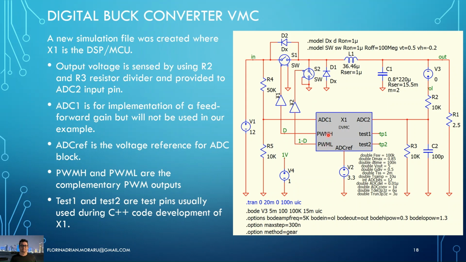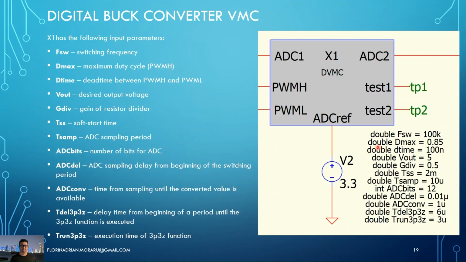We have the two PWM outputs, PWM high and PWM low. We have, of course, the reference for the ADC and 2 test pins, which are mainly used during software development.